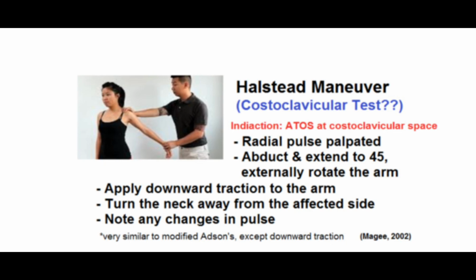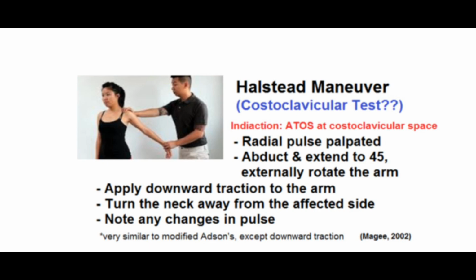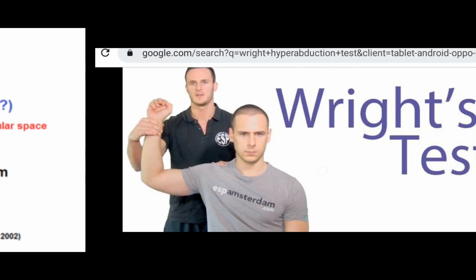Then is Halstead maneuver. Here the arm is going back. That is, arm is abducted and extended to 45 degrees and externally rotated. Means the person is holding the arm back and the pressure is applied on the arm. Downward traction, and turn the neck away from the affected side. While in the Adson, we were turning the neck towards the side, here away from the affected side. Note any changes in pulse. Halstead maneuver, also known as costoclavicular test.